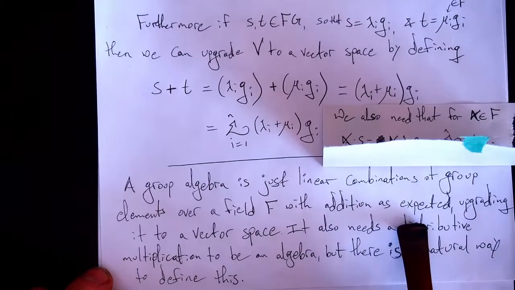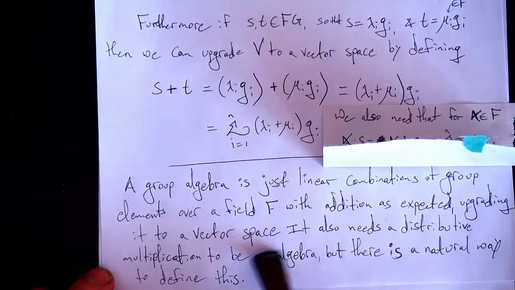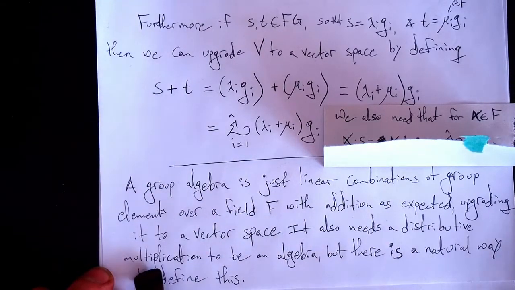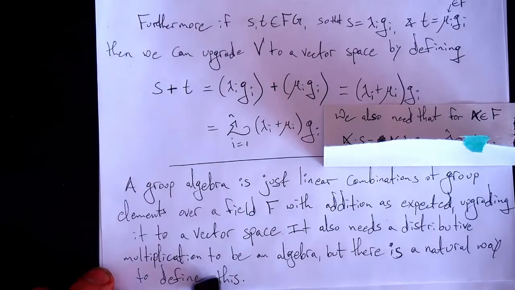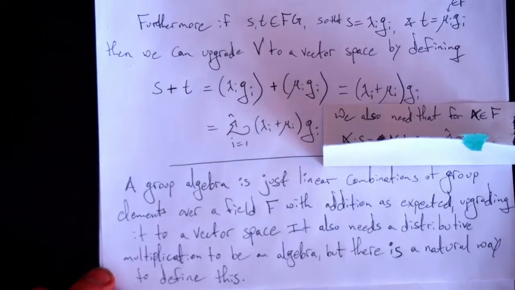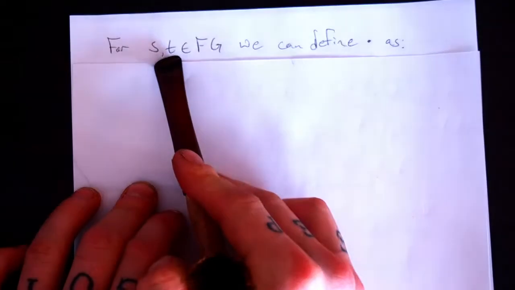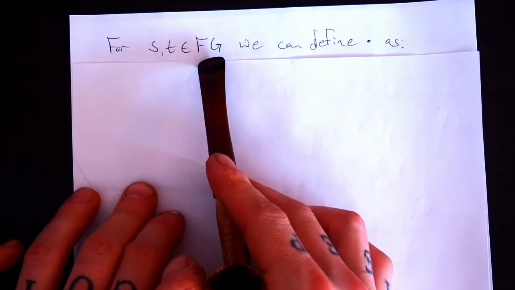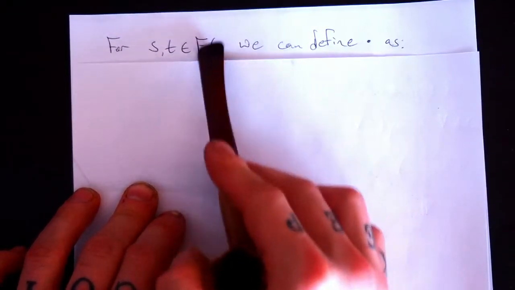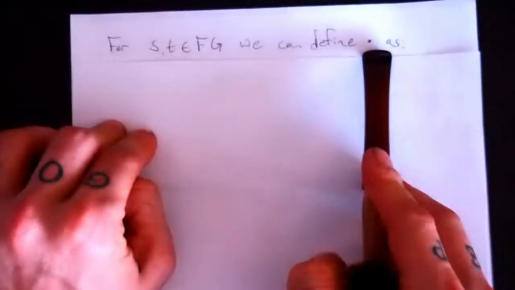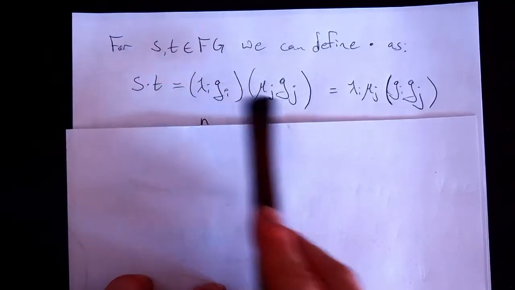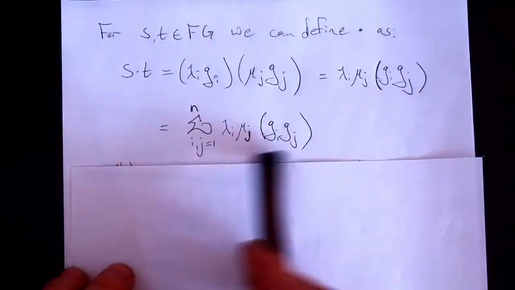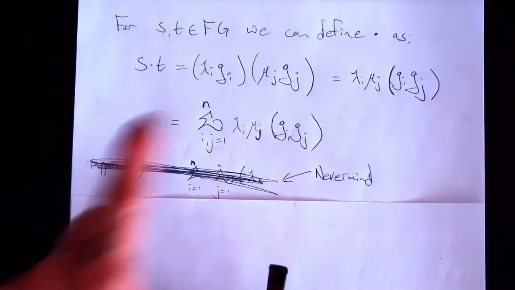Now, as I was saying, a group algebra is just linear combinations of group elements over a field F, with addition as you'd expect, upgrading it to a vector space. It also needs a distributive multiplication to be an algebra, like we talked about in the last video. But there's a natural way to define this. It's actually really straightforward. If we take our two S and T's from our FG, like we had before, this is our group algebra. We can define our product just as you'd expect. This is a sum, you just multiply everything out.